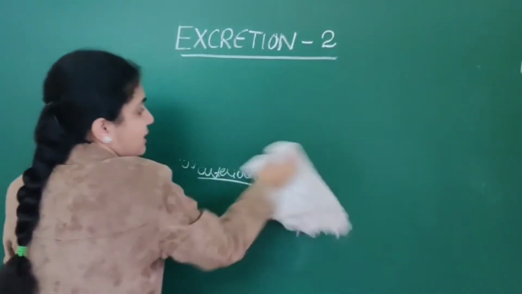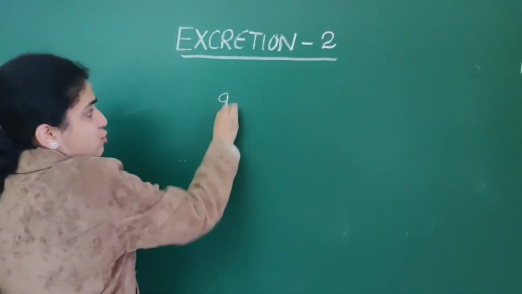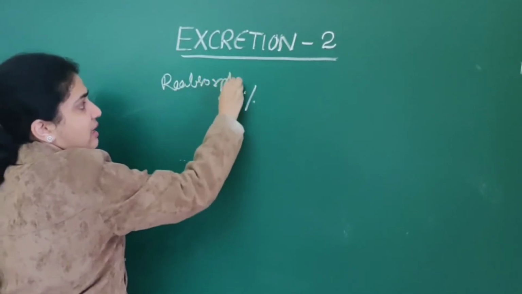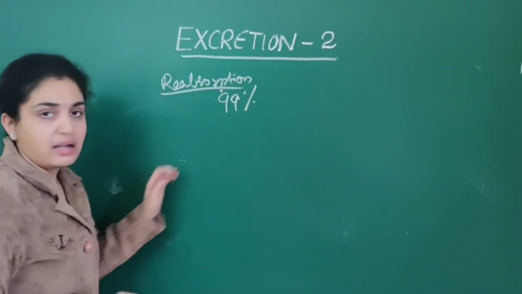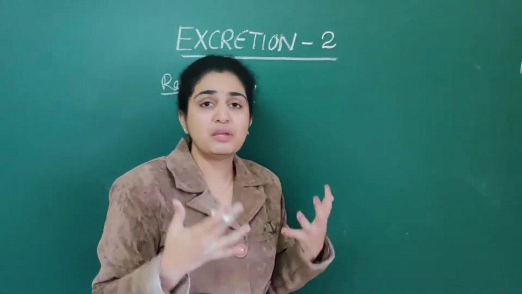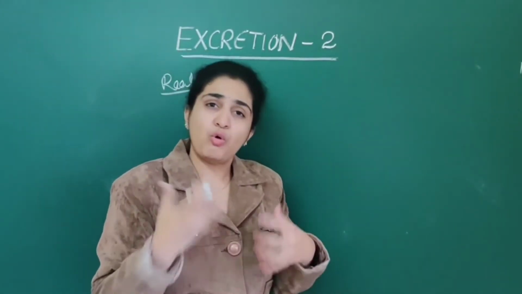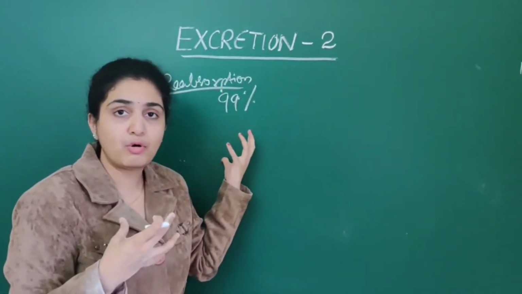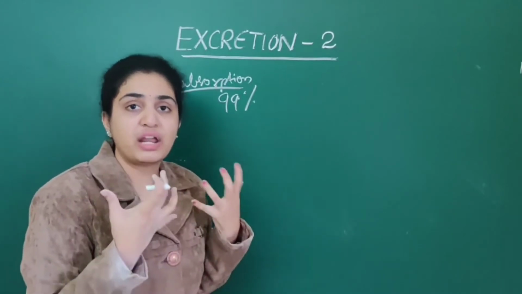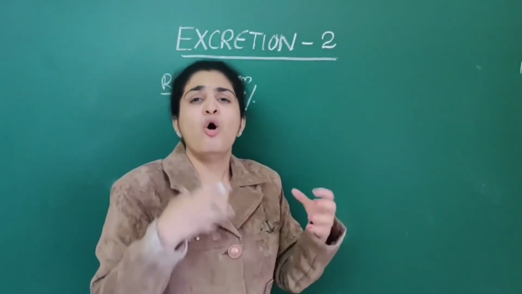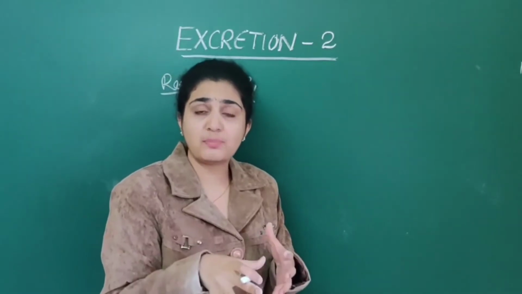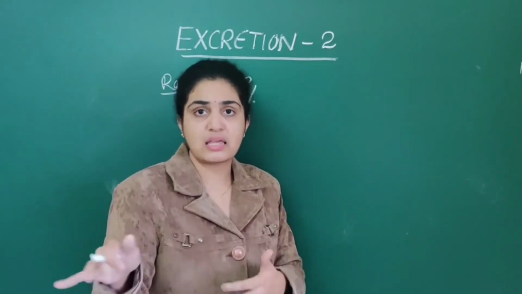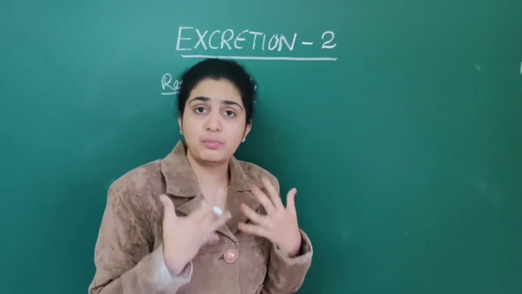Reabsorption. Usually 99% of the electrolytes are reabsorbed. Maximum electrolytes, because you don't want to lose so much of electrolytes. So this plays a very important role in absorption, 99% of electrolytes are absorbed. Only the waste products which are not absorbed are sent to the urinary bladder, and through that it is excreted out. But the majority should be absorbed.